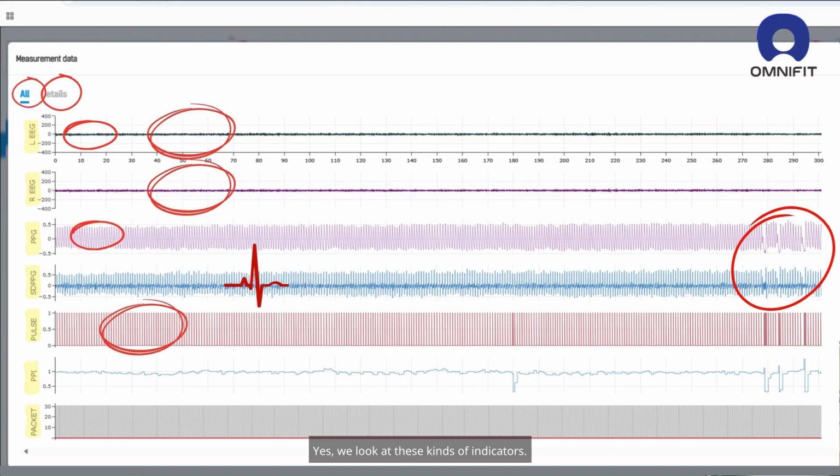Yes, we look at these kinds of indicators. So first, you look at the entire section, and then you might notice something seems off in the latter part. To check if everything is accurate, you need to take another look at the detailed section. All right, shall we move to the detailed section and take a look?